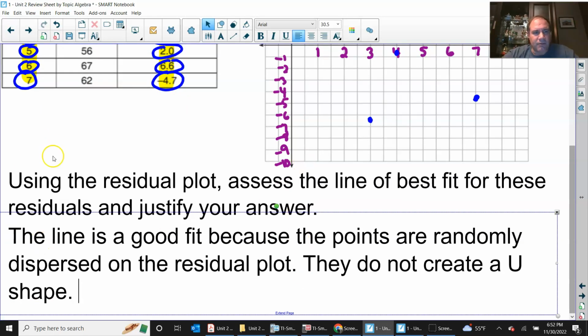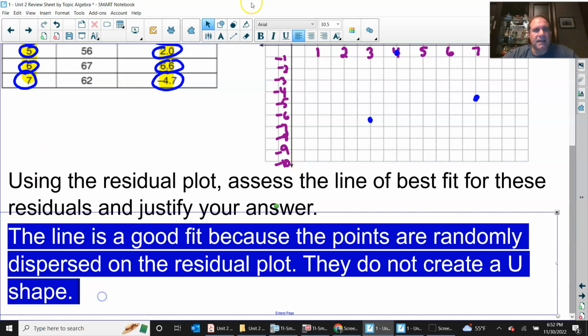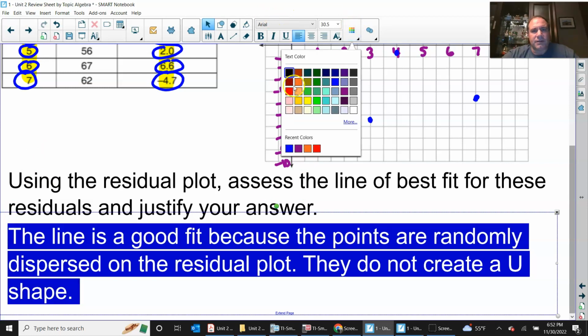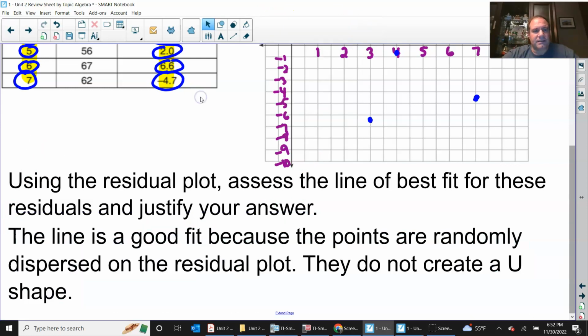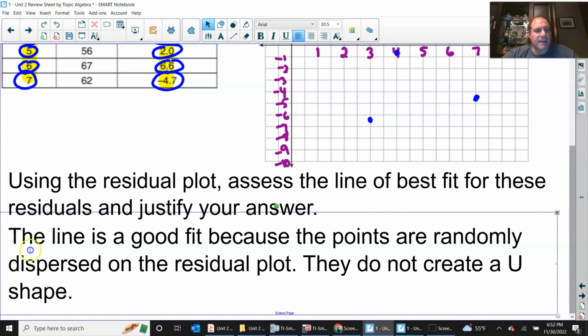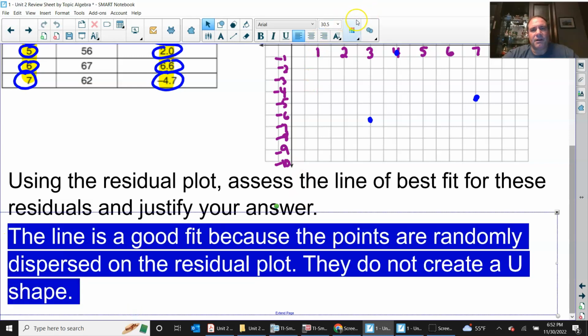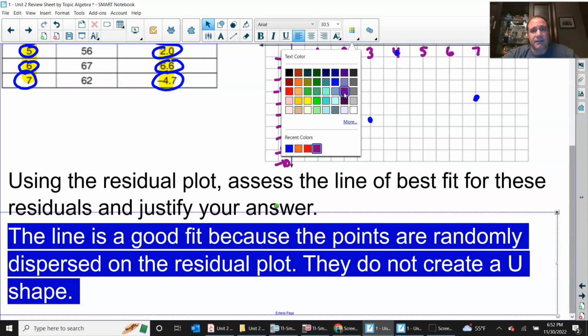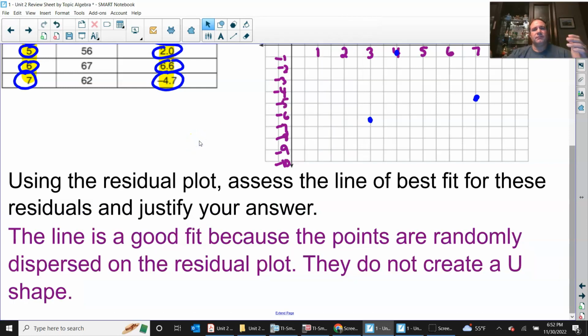You're not proving that you know anything by saying that. Just say, basically, the line of best fit, or the line, is a good fit because the points are randomly dispersed on the residual plot.